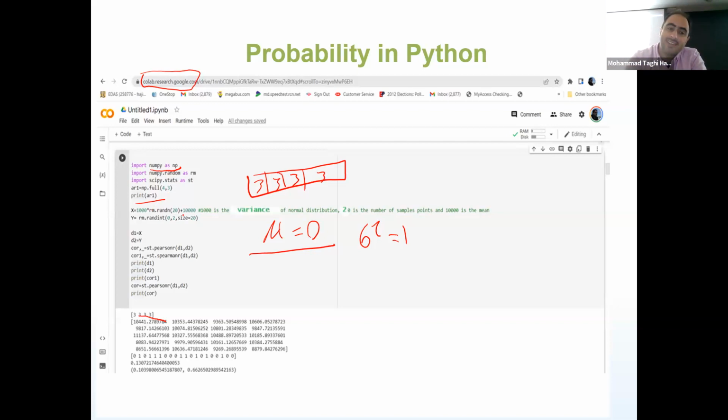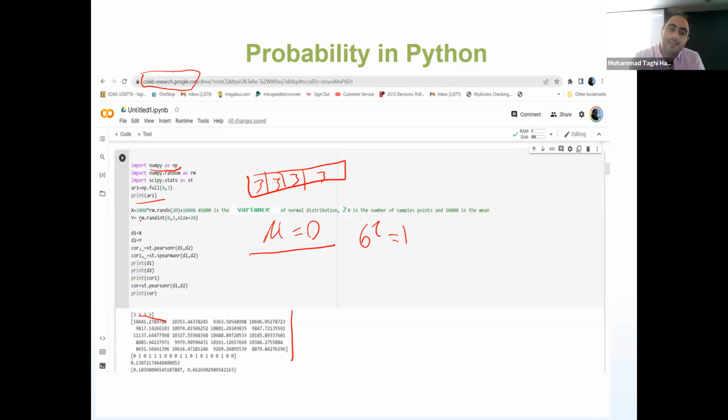Then you will add 10,000 to that. So you just change the expectation by 10,000. So essentially this generates n random samples from a normal distribution: here 20 samples from a normal distribution with variance 1000 and expectation 10,000. And if you print it, that would be like this.